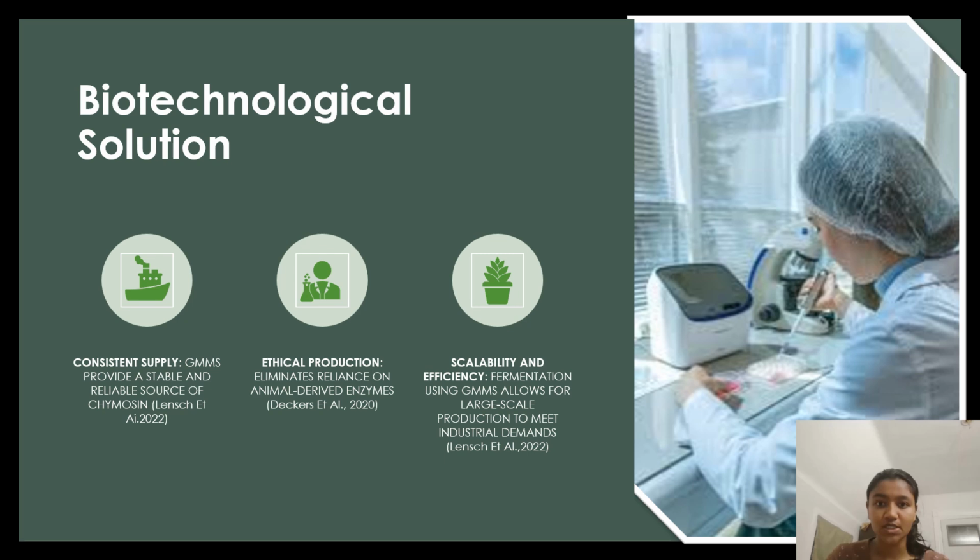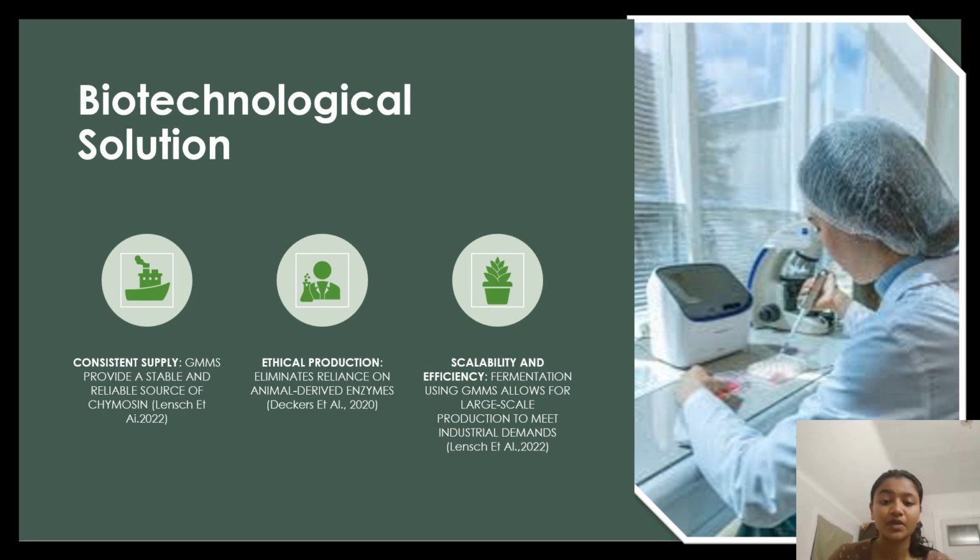Next, we are going to discuss the biological solutions for this problem. The first one is consistent supply. Genetically modified microorganisms provide a stable and reliable source of chymosin production. The second one is ethical production. It eliminates the use of animal-derived enzymes, thus not harming the animals.